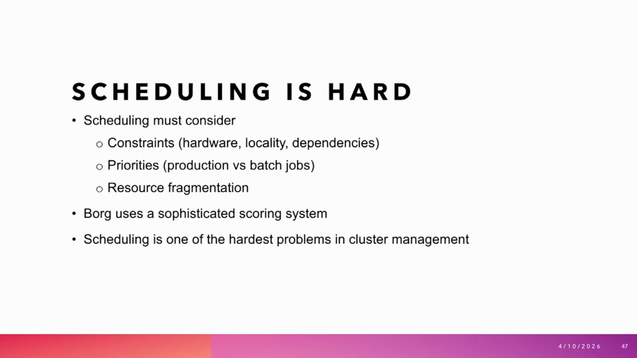Scheduling can become very complex at a large scale. At a basic level, scheduling might seem straightforward. You have tasks that need to run, and you assign them to machines with available resources. But in a system like Borg, it's much more complicated than that. The scheduler has to consider a wide range of factors all at the same time.